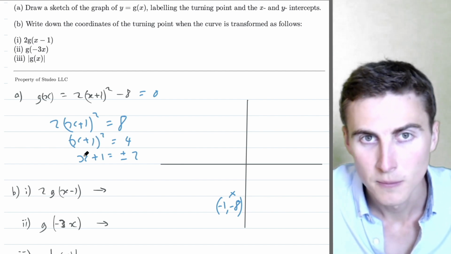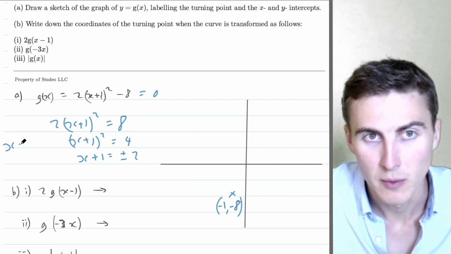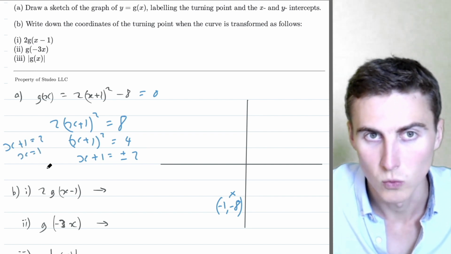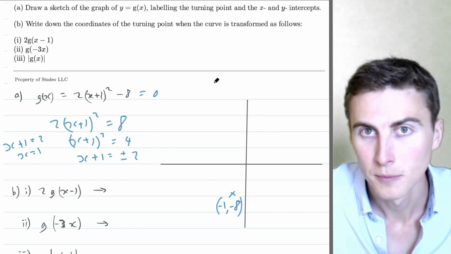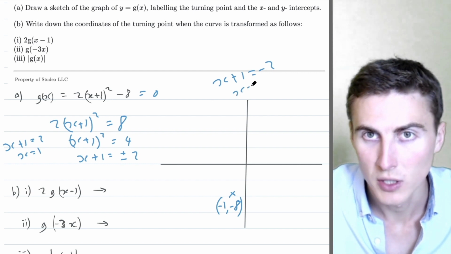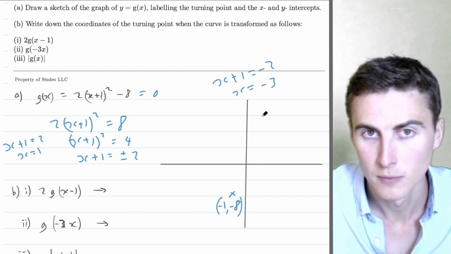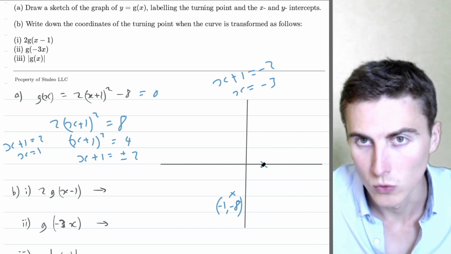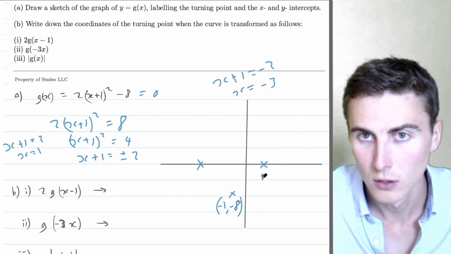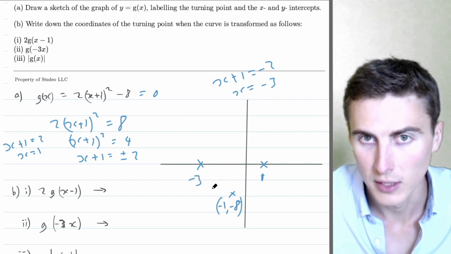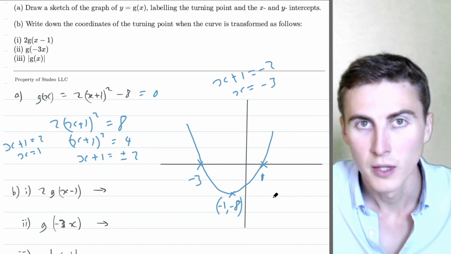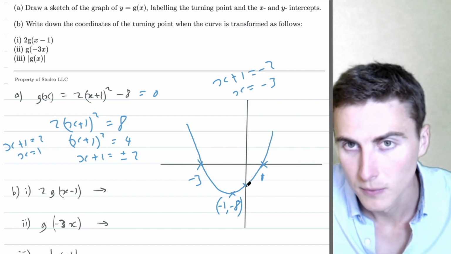So our two solutions then, I don't have enough space here, but x plus 1 equals positive 2, in which case x equals 1. Or x plus 1 equals negative 2, in which case x equals negative 3. Yeah, so x equals 1 and x equals negative 3 are our two solutions. Sorry, we've got 1 there, negative 3 there, and so our graph will look like that.